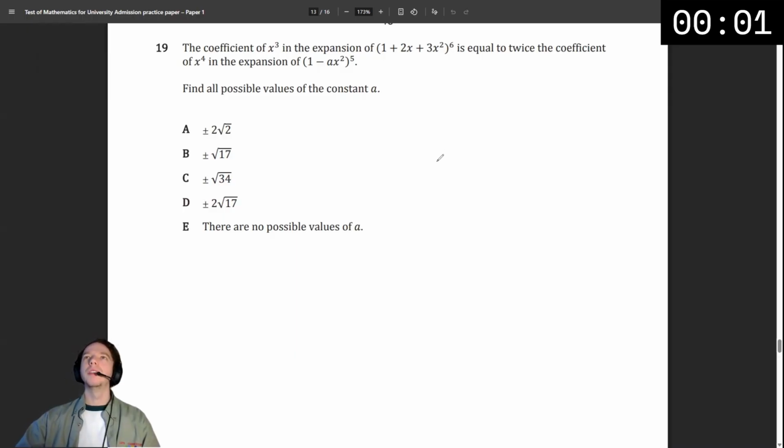All right, let's do it. So, question 19, the coefficient of x cubed in the expansion of 1 plus 2x plus 3x squared to the sixth power is equal to twice the coefficient of x to the 4 in the expansion of 1 minus ax squared to the fifth power. Find all possible values of the constant a. Right. So, yeah, that's not too bad. I mean, we use the binomial theorem, obviously.